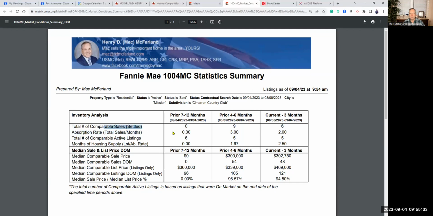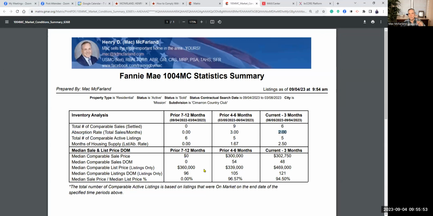Right here is total sales. 3. That's the actual absorption. Oh, I'm sorry. I had the housing supply. There you go. But these are the absorb. This is the absorb. Yeah, there. Absorption rate. Right there.